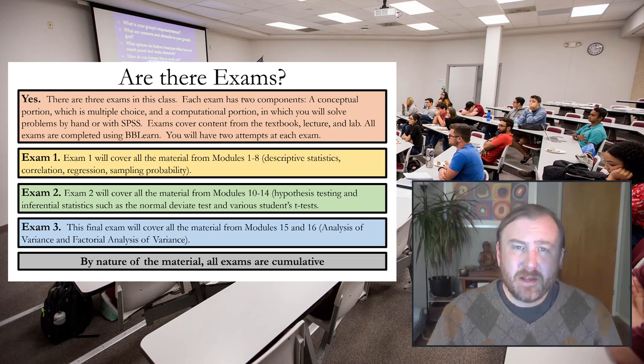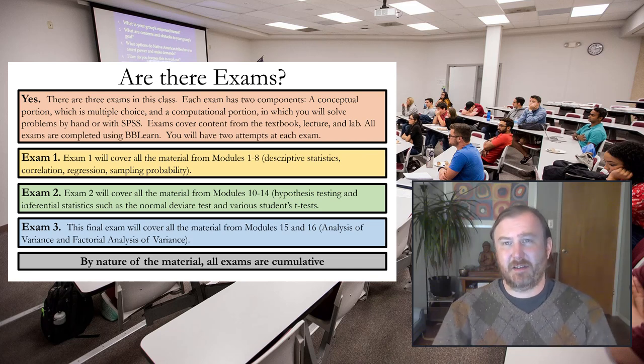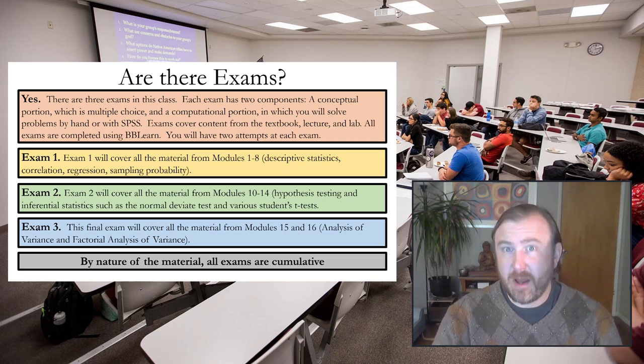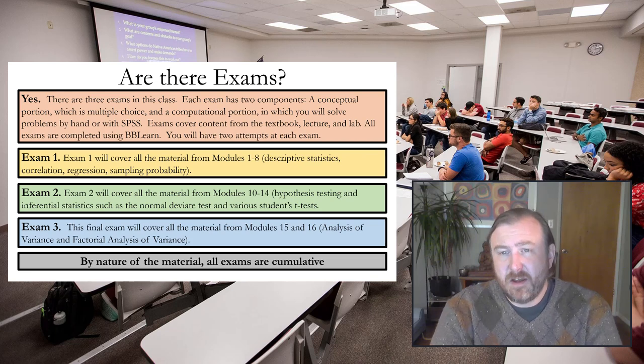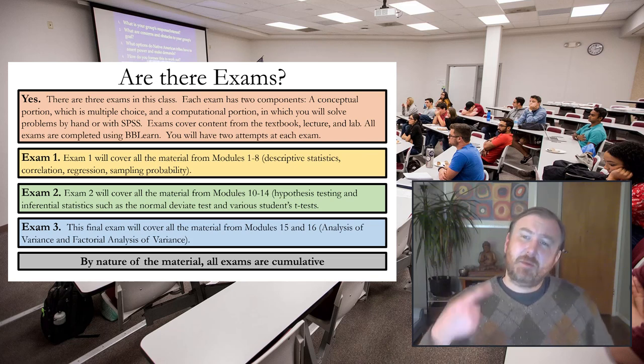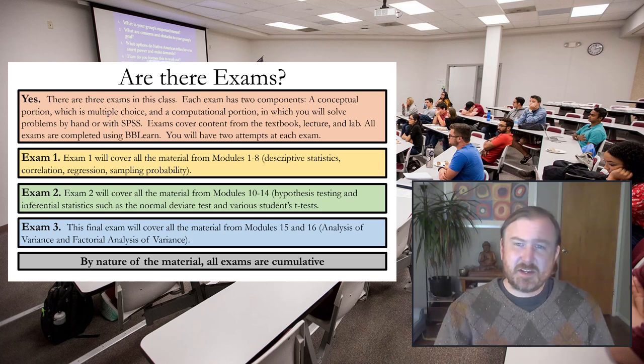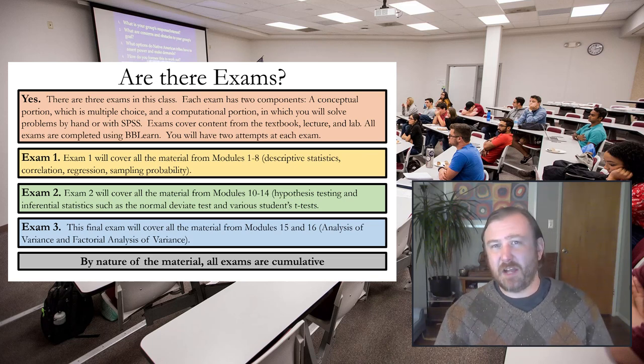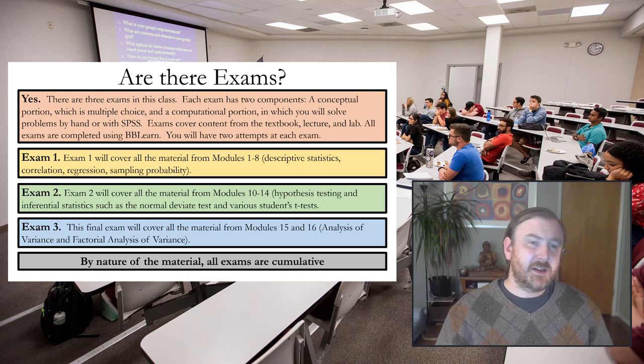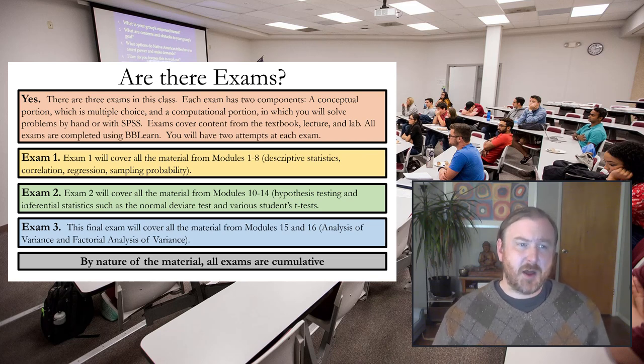The first exam is going to cover material for modules 1 through 8, right? This includes some of the more simple material, but absolutely necessary material. That's why there are more modules in the first part. You'll be learning about descriptive statistics, correlation, simple linear regression, random sampling, and probability. All of that is going to be covered on exam one.